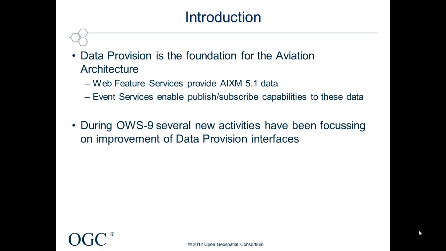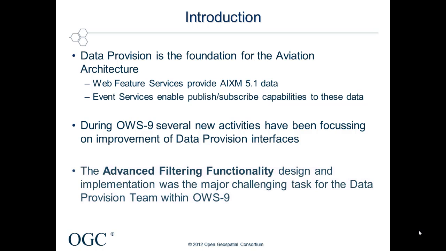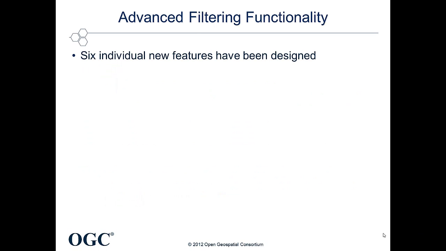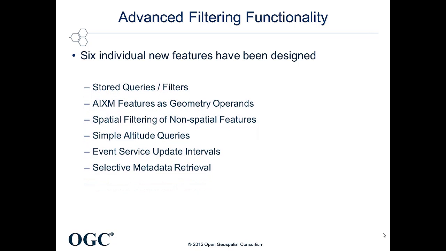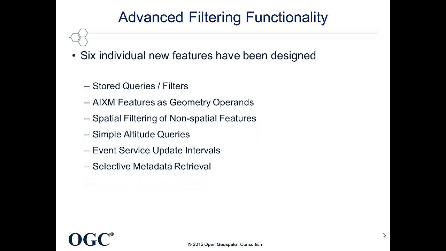During OWS-9, several new features focusing on enhancing and improving the service interfaces have been developed. In general, these features can be summarized as the advanced filtering functionality. In particular, 6 individual new features have been developed: stored queries and filters, AIXM features as geometry operands, spatial filtering of non-spatial features, simple altitude queries, event service update intervals, and selective metadata retrieval.